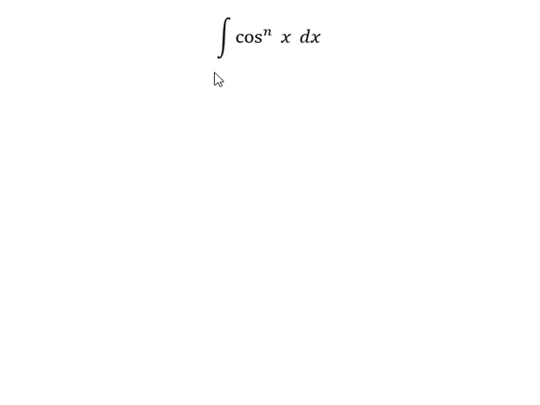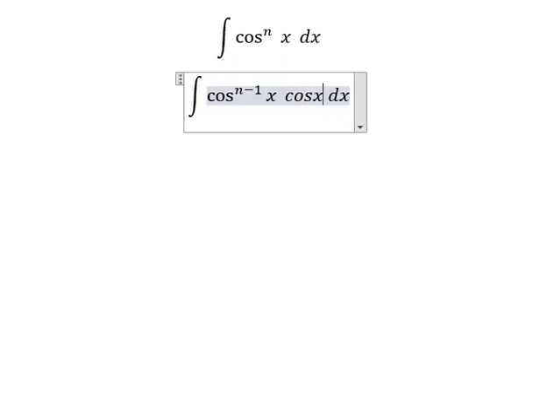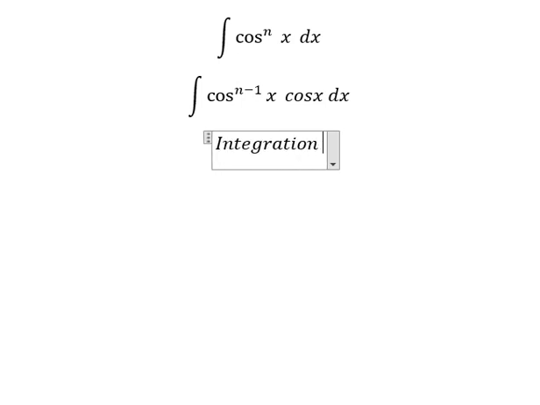The topic is about the reduction formula. Now I want to show you how to answer. This one I can put cosine x to the power of n minus 1 and we have cosine x. Later we can use integration by parts.